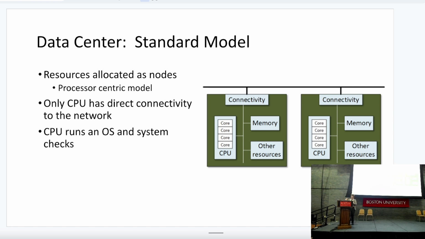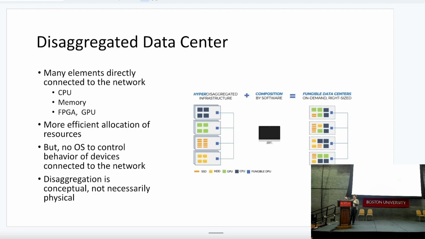So the new model that a lot of people are looking at is this notion of disaggregation. What that means is, instead of thinking of nodes and allocating nodes to users, you have banks of memory, you have GPUs, you have FPGAs, and all of those things can independently be on the network. So it allows me to more efficiently allocate resources. For example, if Mike has an application and he wants to use 2 GPUs and I just want to use the FPGAs, we could use the same nodes, but the hardware could be allocated differently to different users, completely based on what their needs are.